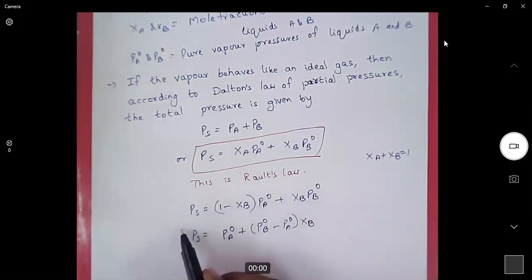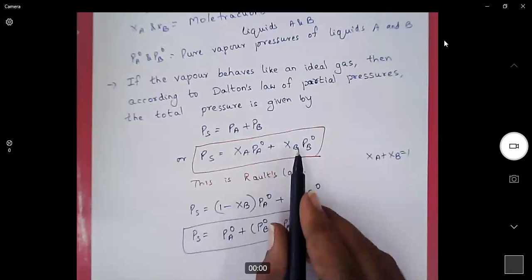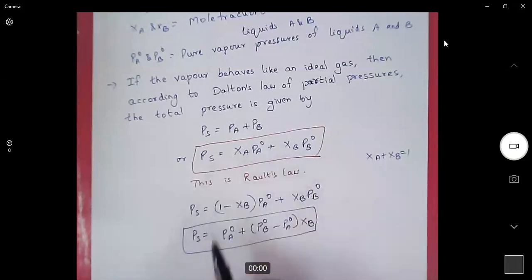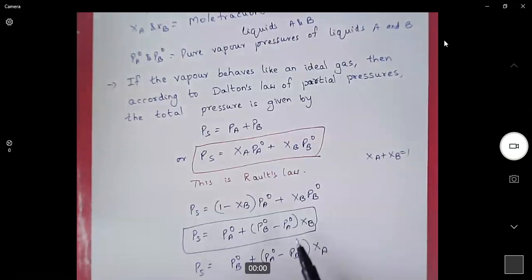We can rearrange Raoult's law like this. And we can also convert XB in terms of XA. If we do so, we get PB naught plus (PA naught minus PB naught) into XA. So this is how we can represent only the mole fraction of A or the mole fraction of B in Raoult's law.